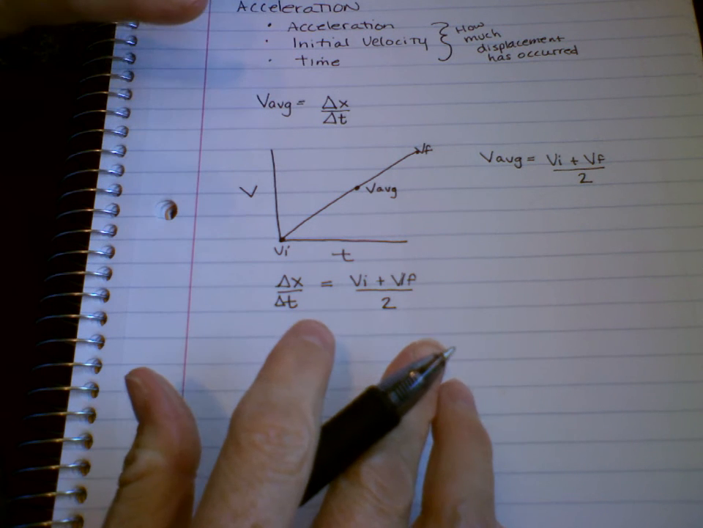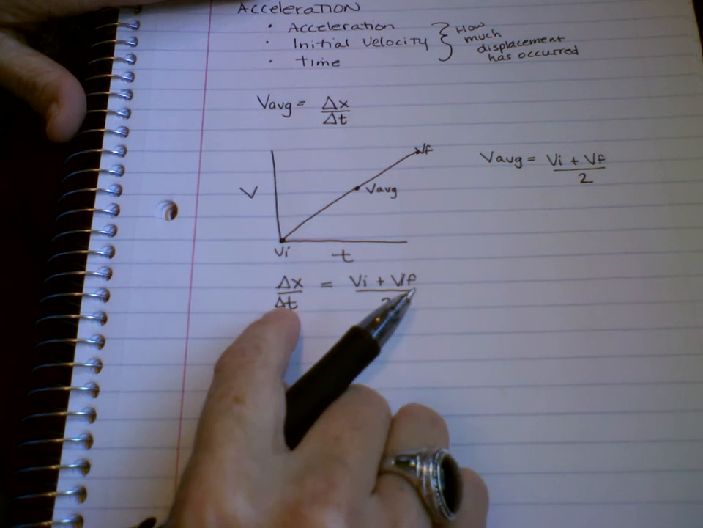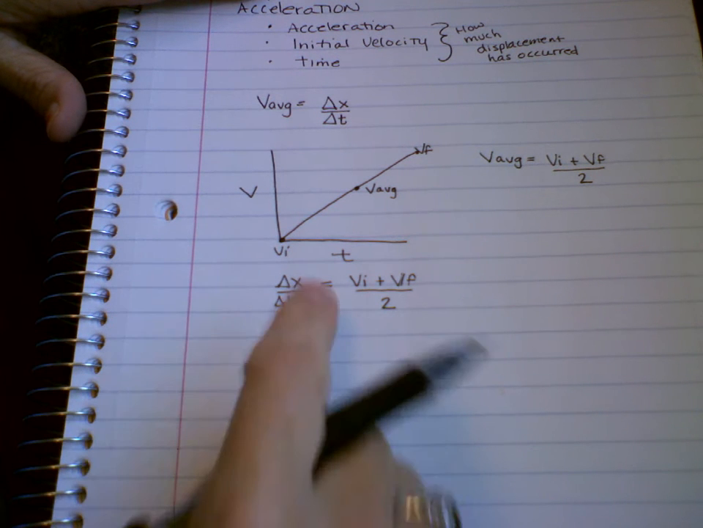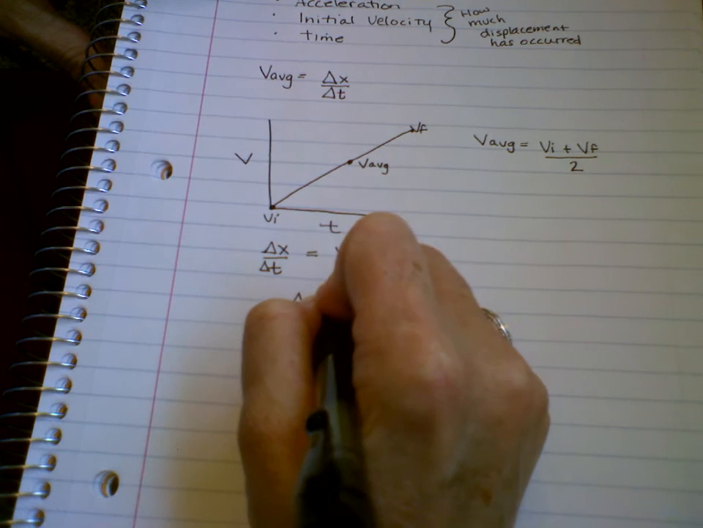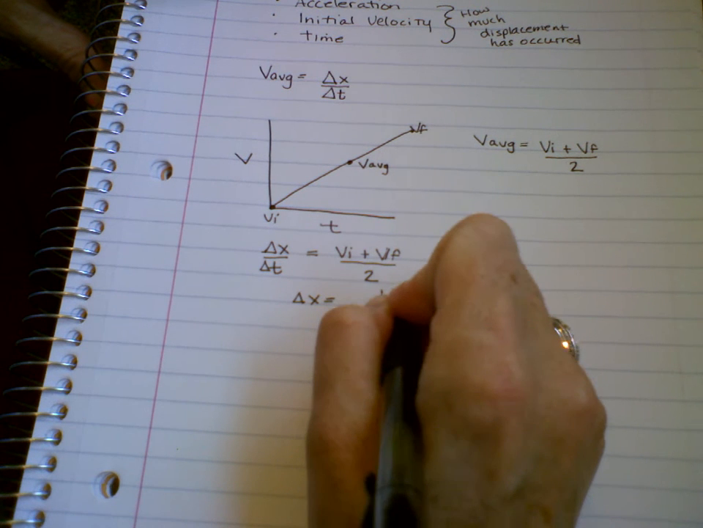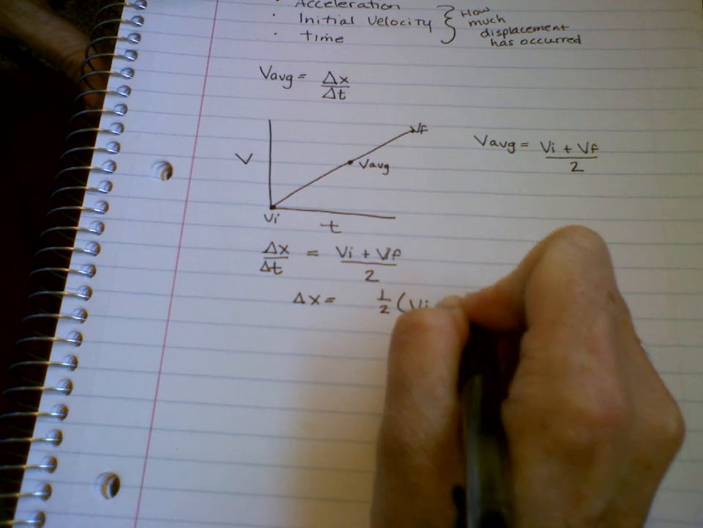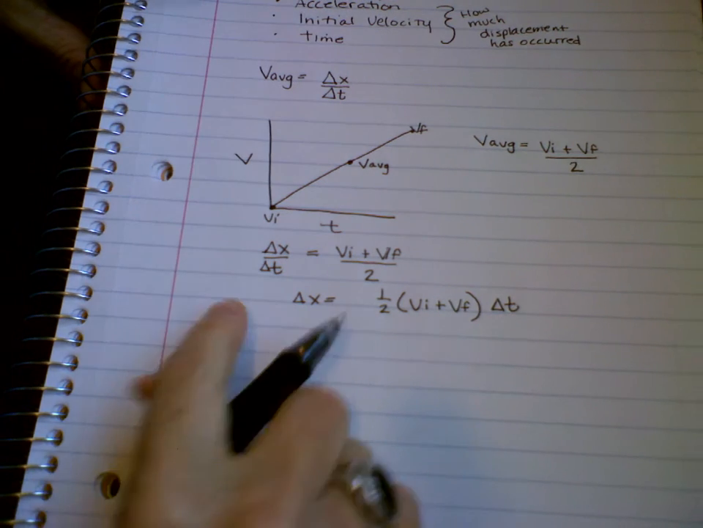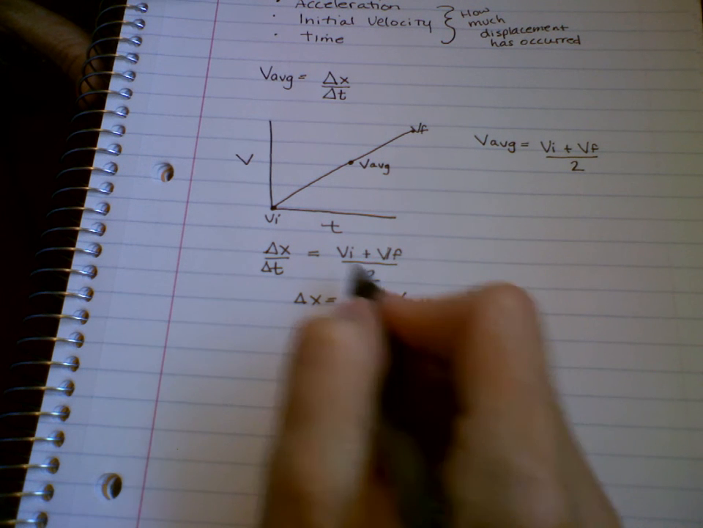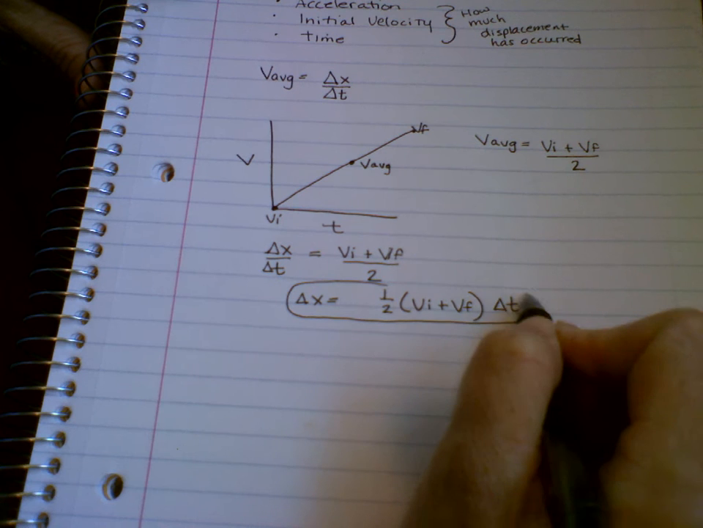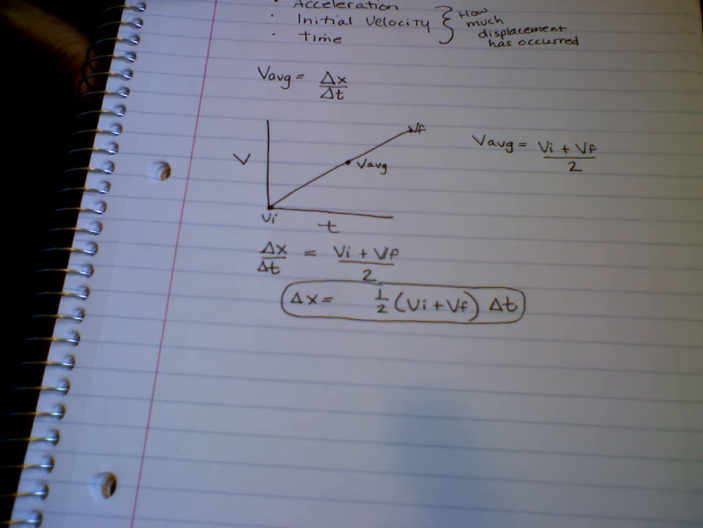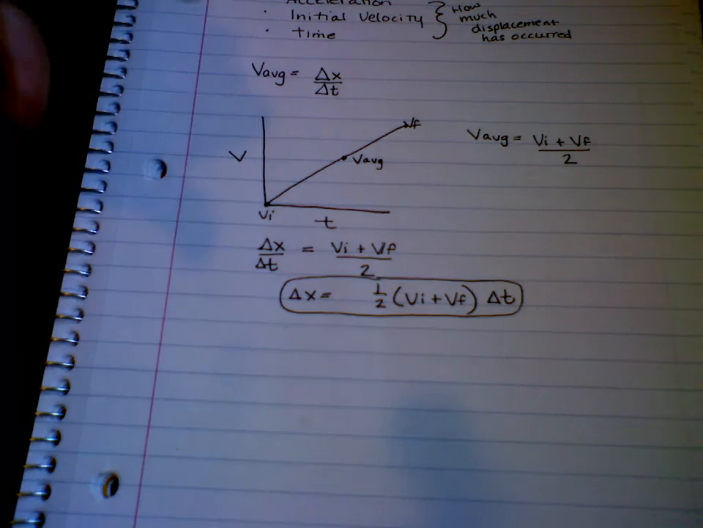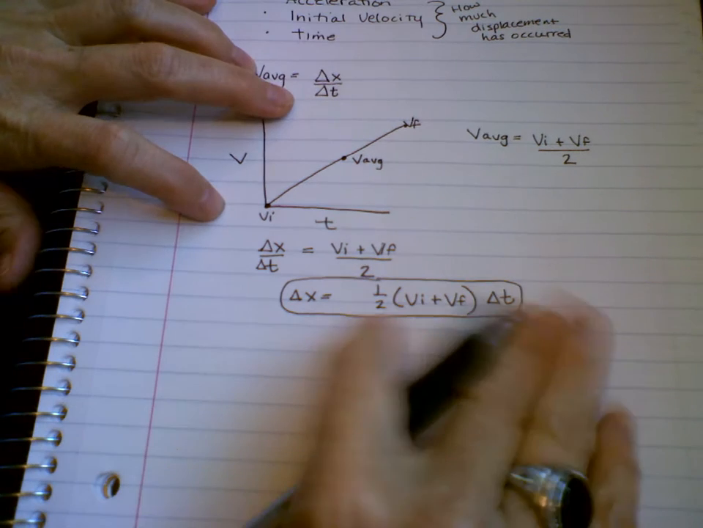Now I can solve for delta x. I'm going to multiply the left side by delta t, kind of move it over here. When I do that, I end up with delta x equals, and I'm going to pull this out here and call this 1/2 times v sub i plus v sub f, because it's the same thing, times delta t. So this is a different expression. Now this tells me that I can tell how much displacement has taken place if I know what the starting velocity was, what the final velocity is, and how long a period of time has passed. This is one derivation of an equation using velocity and displacement.